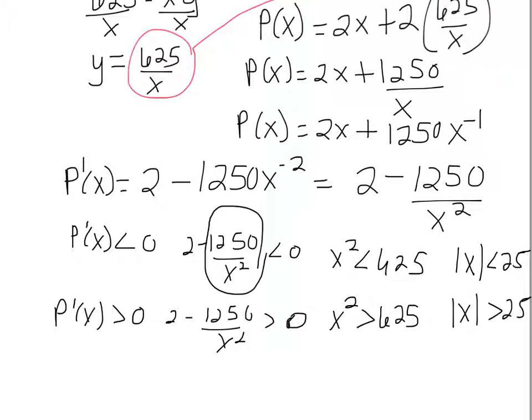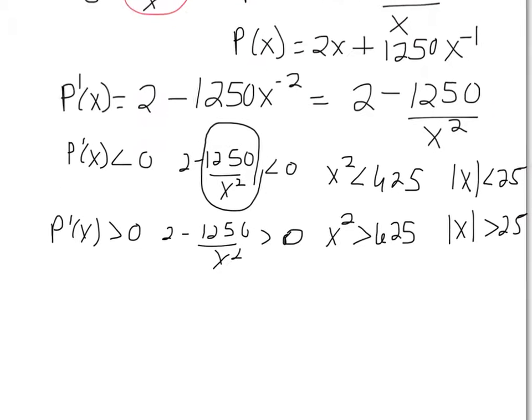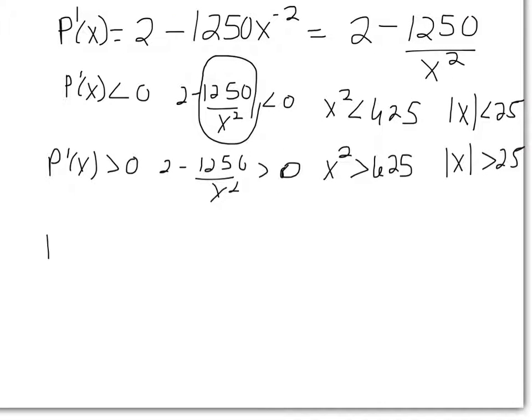Okay, so now that we've done that, we're ready to finish. We now know that when we find p prime and set it equal to 0, we are indeed going to have the absolute minimum. So I'm going to slide this up one more time here, and let's just set p prime equal to 0 this time.